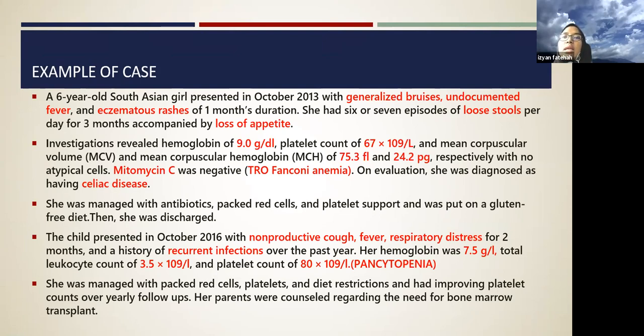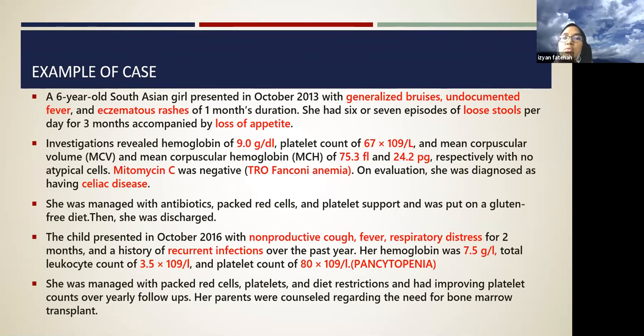So there is a 6-year-old Asian girl who presented with generalized bruising, undocumented fever, and eczematous rashes for 1 year, and she had loose stools and also loss of appetite. The investigation revealed that the hemoglobin level is low, platelet count also low, and MCV and MCH are both normal, and there is no atypical cell.